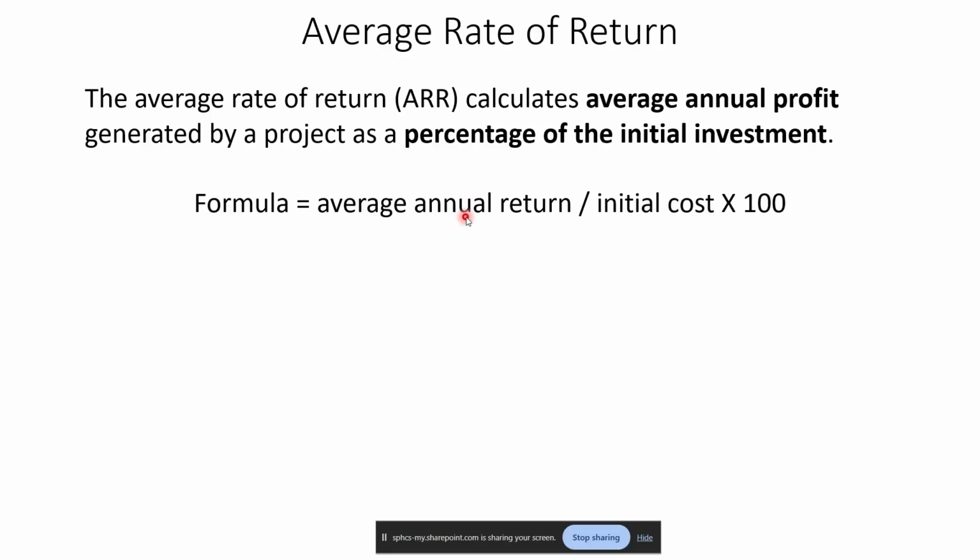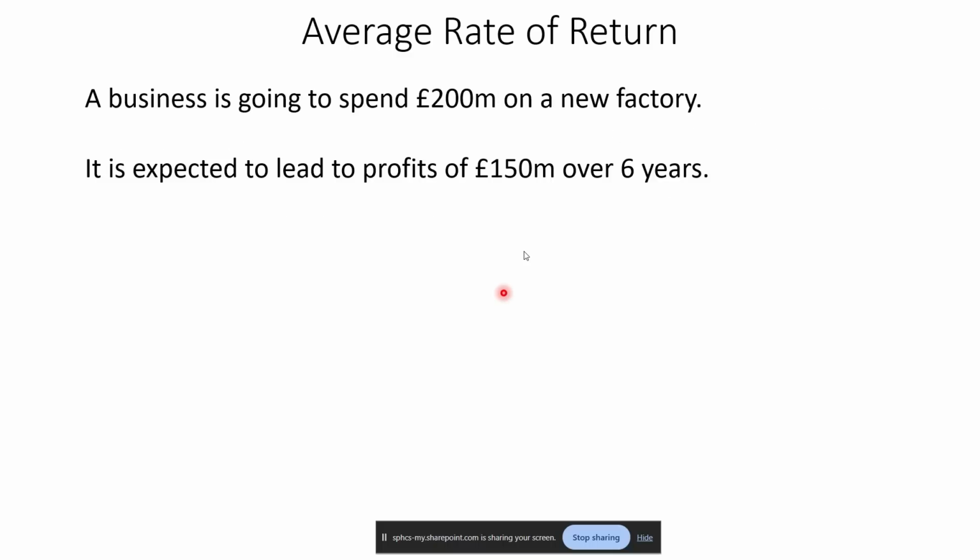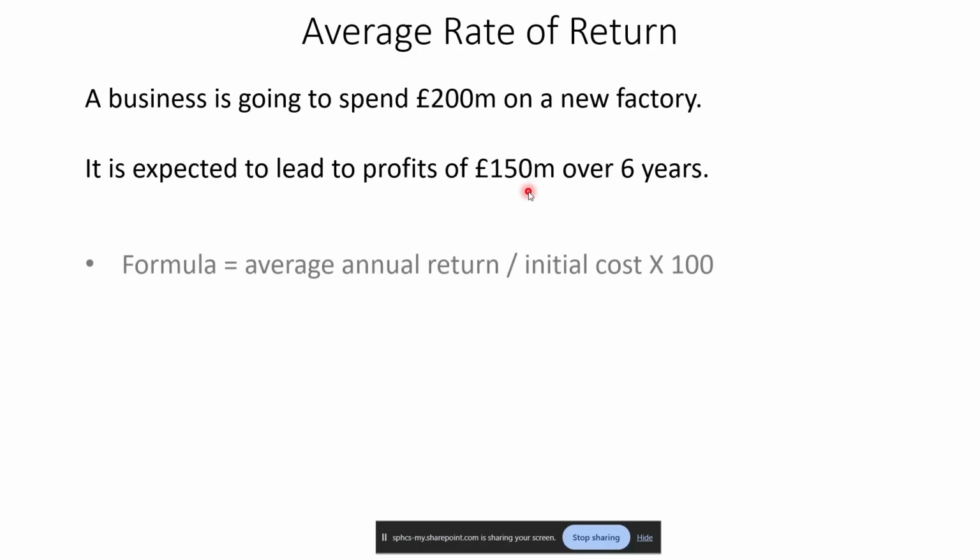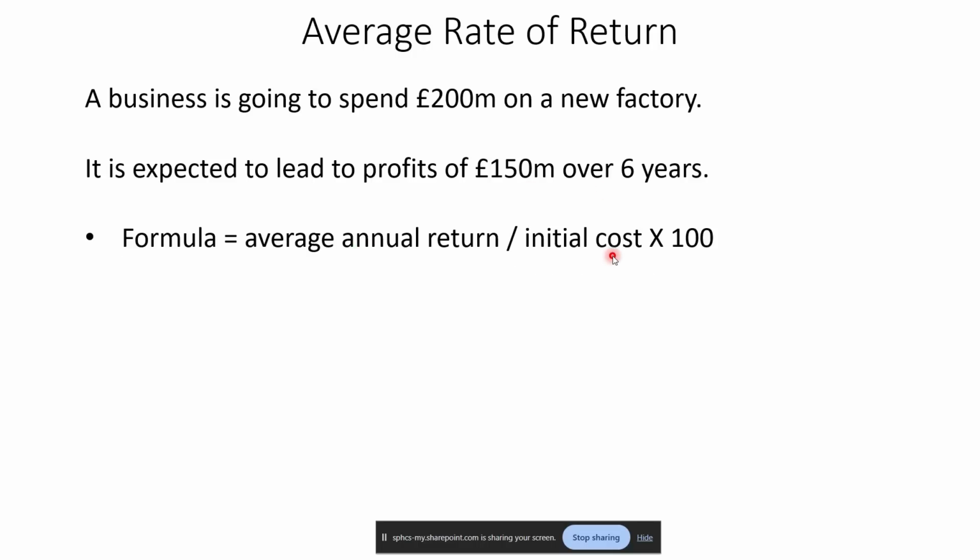It's average annual return divided by initial cost times 100. Okay, return simply means profit. They're just two words meaning the same thing. So it's easiest to show you this with an example. A business is going to spend 200 million on a new factory, leading to profits of 150 million over 6 years. Okay, so the formula: average annual return divided by initial cost times 100.